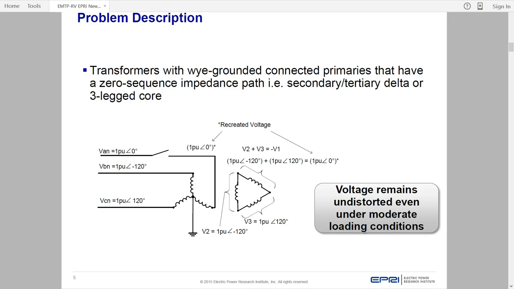And also, the transformer models can become very, very sophisticated. You can even account for the tank if you want. Because when they have a three-legged core, the zero sequence flux couples into the tank, and then it heats up. So some people check that because it creates losses. So, I mean, there is no limit.